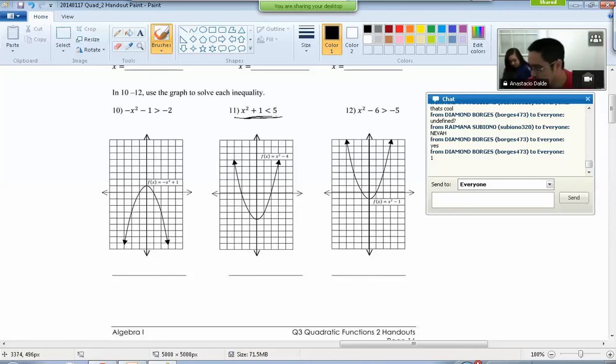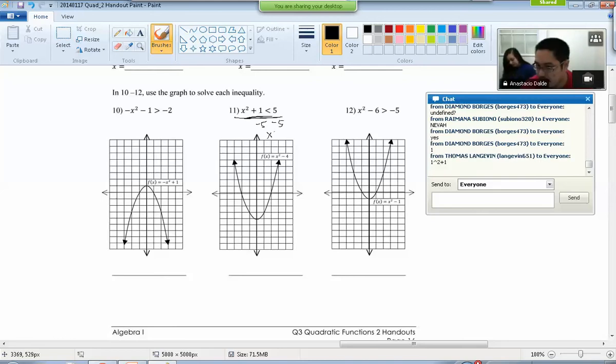Can I get that 5 onto the other side? Would it be, I just subtract 5 from both sides, right? So I have x squared plus, well, what's 1 minus 5? X squared minus 4 is smaller than 0. That's all I'm saying, right? When is x squared minus 4 smaller than 0? That's the same thing, right? These two are the same. Are we cool? You guys understand what I'm saying here?